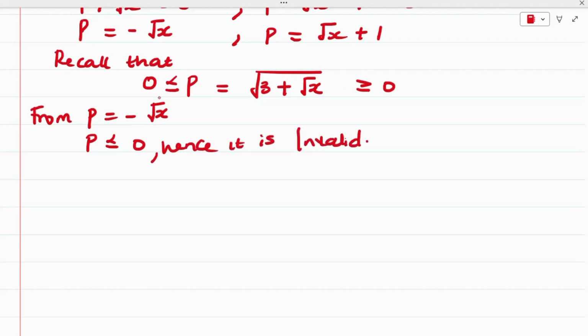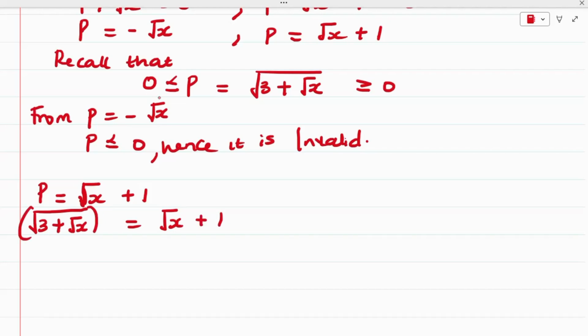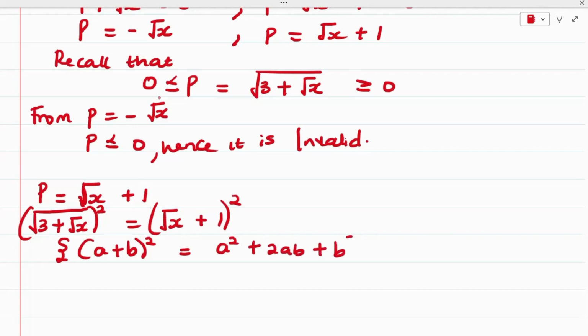So we are going to work with p is equal to the square root of x plus 1 right here. Working with this, we know that p is equal to the square root of 3 plus the square root of x, and this is equal to the square root of x plus 1. From here we want to square both sides. Squaring both sides, we want to apply this property that says if we have a plus b all squared, this is equal to a squared plus 2ab plus b squared.